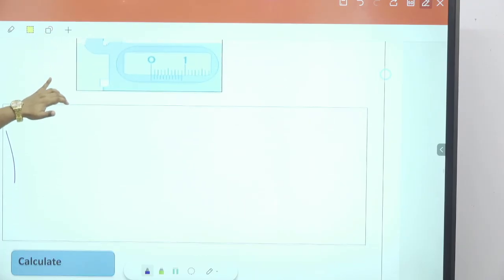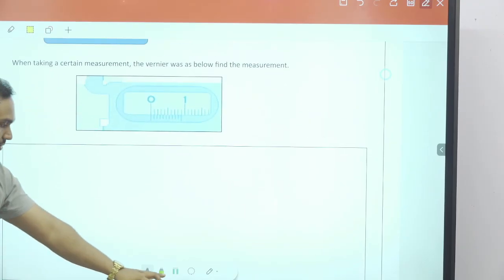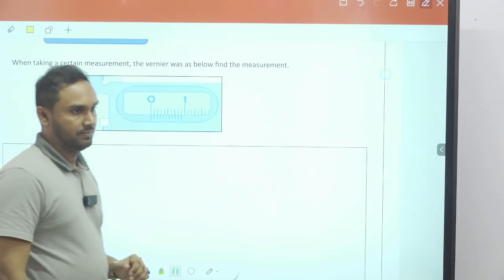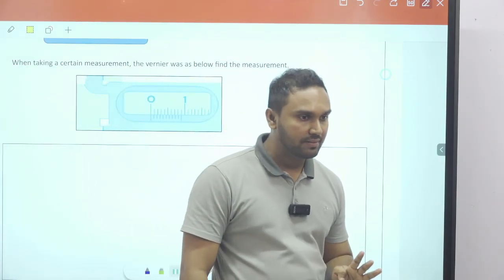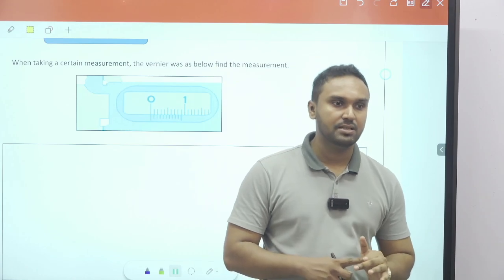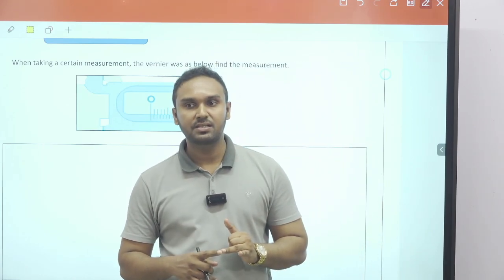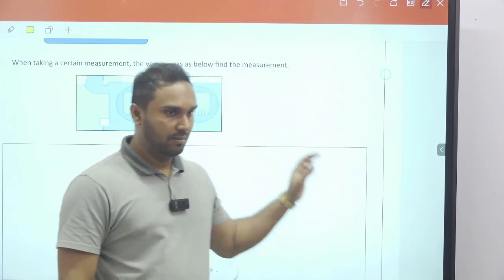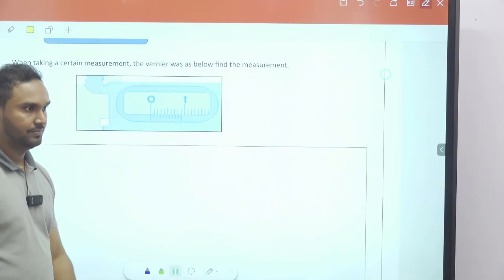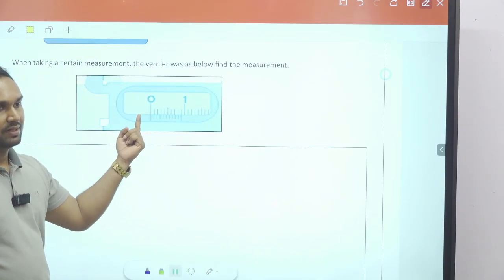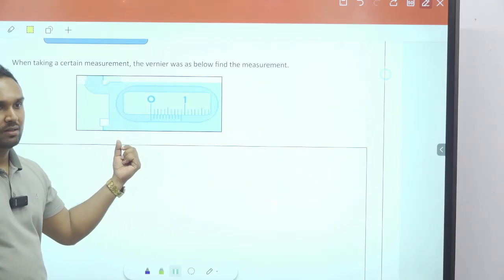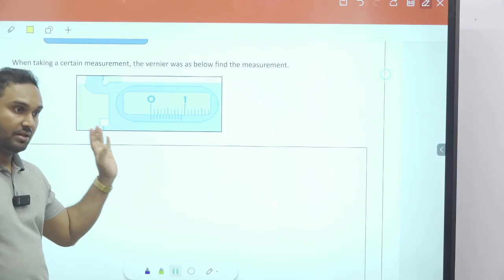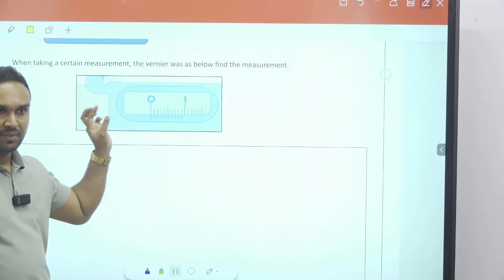So we have to calculate these things. In each and every calculation, you have to write down the formula. So what is the formula? Length equals MSV plus VSV, and the VSV is LC into VSR, right? You have to write it, apply the values, and do the calculation. In the first one, what can you see? 0 to 0 has a line. So does it have any measurement? No, but still you have to write the whole formula and apply the values.